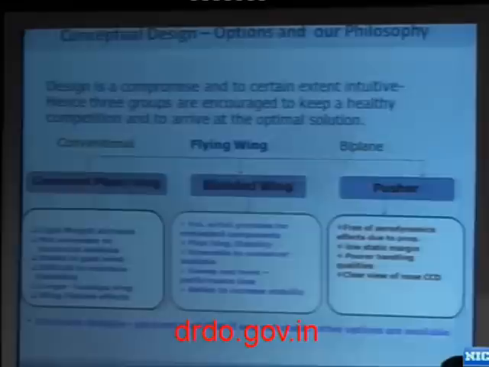And we have the various types of aircraft to be looked at to start with. And of course, the conventional ones and the biplanes, we didn't consider because of the low aspect ratio of this kind of a vehicle, where we had to keep the span around 300 to 350 millimeters. And we had to still have a larger wing to get the lift. So the flying wing was the most obvious choice.